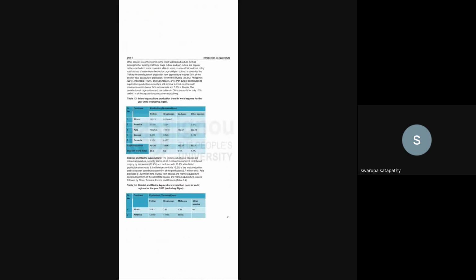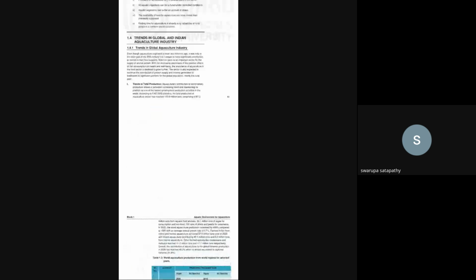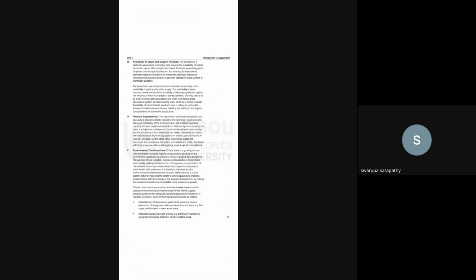In unit 1 you first have the scope: what are the scopes of aquaculture. Then for the development of aquaculture, what are the needs? To start aquaculture, what do we need to follow? Then the problems in aquaculture: what problems arise when doing aquaculture? Then trends in aquaculture, one globally and one in India.